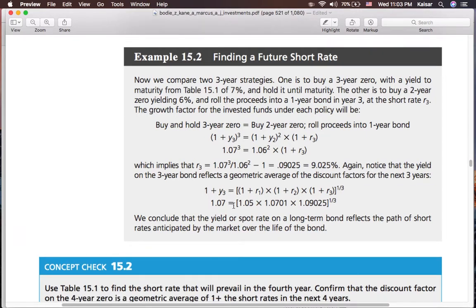We conclude that the yield or spot rate on a long-term bond reflects the path of short rates anticipated by the market over the life of the bond.